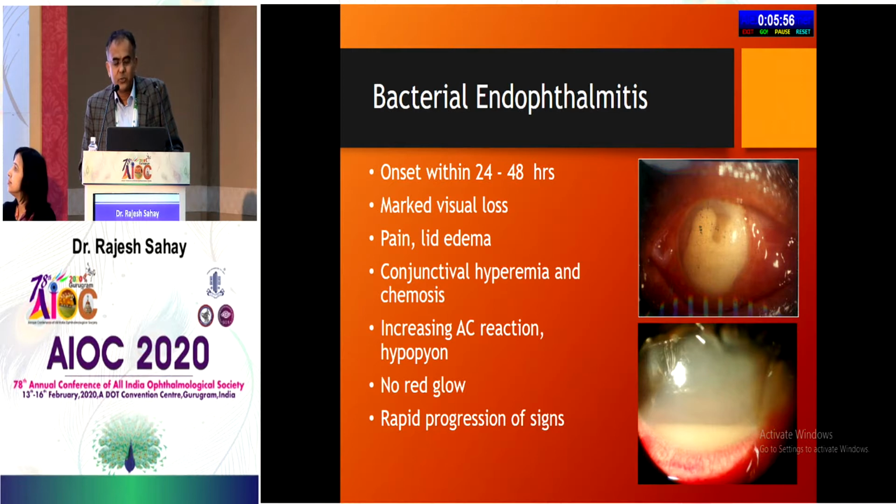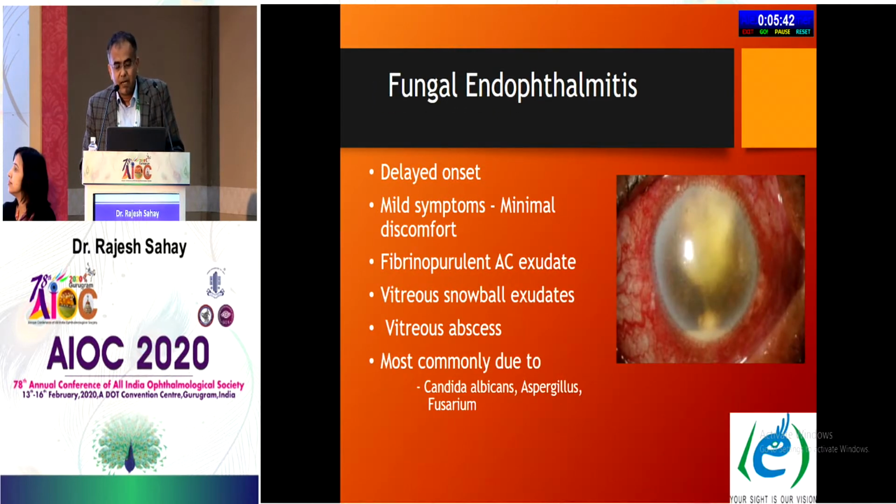The clinical features usually start in 24 to 48 hours. There will be marked visual loss, pain, lid edema, conjunctival hyperemia and chemosis, increasing AC reaction, hypopyon. There won't be any red glow, and there will be rapid progression of signs. In fungal endophthalmitis, it will be usually delayed onset, mild symptoms, minimal discomfort, fibrinopurulent AC exudates, vitreous snowball exudates, vitreous abscess, and it is most commonly due to Candida albicans, Aspergillus, Fusarium.